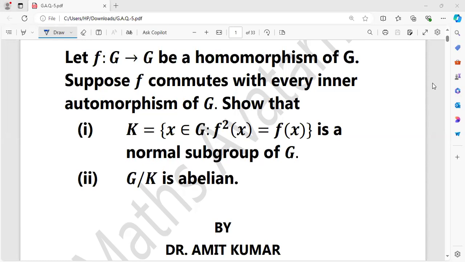So today we are going to see a question. Let f: G to G be a homomorphism of G. Suppose f commutes with every inner automorphism of G. Then we are to show, first, K = {x belongs to G such that f²(x) = f(x)} is a normal subgroup of G. Second, G quotient K is an abelian group. Okay, let's see how we will prove it.